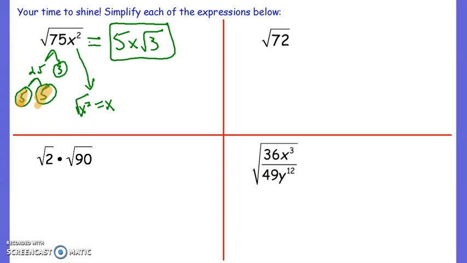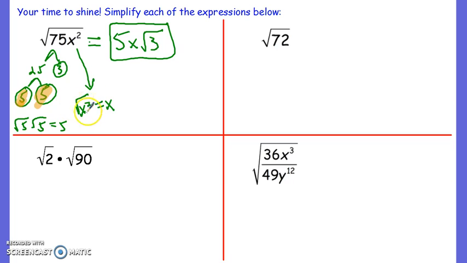All right, the first example is all filled in for you. Basically, I took the 75. Again, I did my factor tree. I broke it into a 25 and a 3. Then 25 breaks into a couple of 5s. Again, any pair of numbers is essentially the square root of 5 times the square root of 5, or just 5. So that 5 ends up on the outside of the square root.